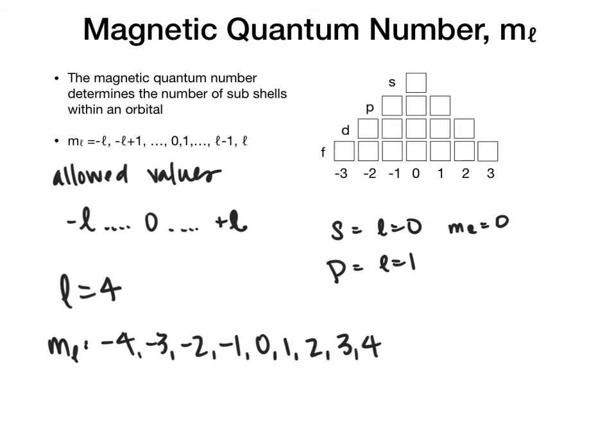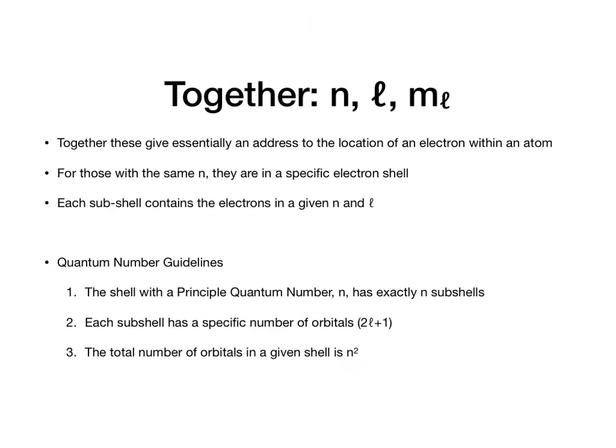Together, the quantum numbers are going to start to tell us where it is. So this is going to be a street address. Your electron is on Main Street, or it's on UNF Drive. There are lots of streets in lots of states, and it's possible that the street could be in multiple states or not. Together, these three values give an address to the location of an electron within an atom. In the same n, they're in a specific electron shell. Each subshell contains the electron in a given n and L.